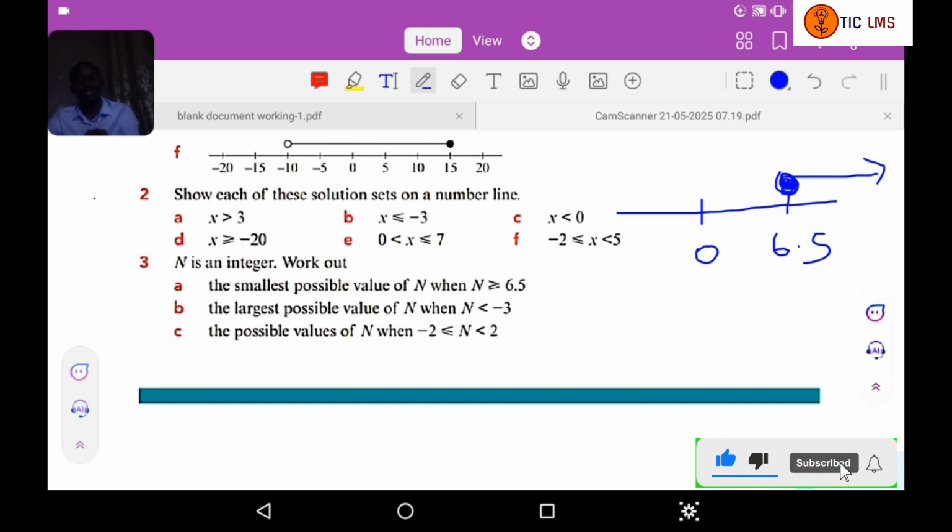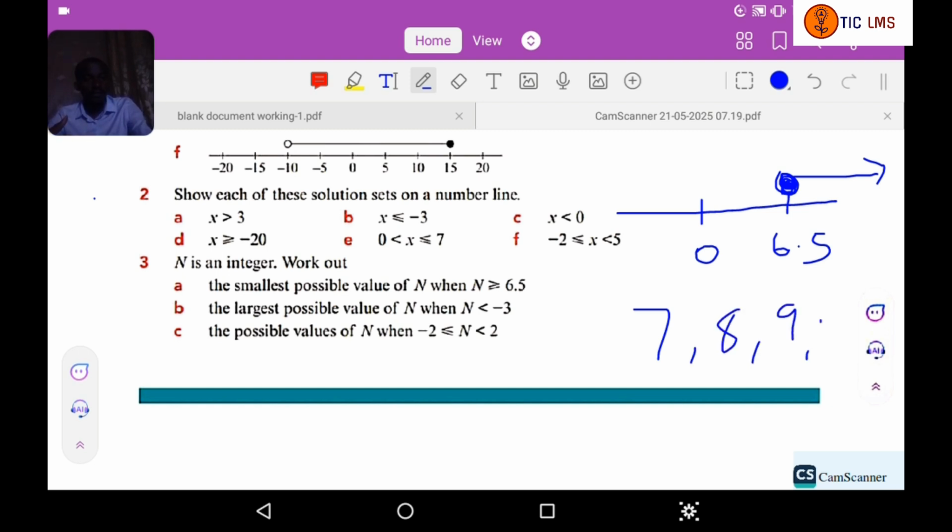So the smallest possible value we are looking at here is going to be 7, because after 6.5 the next integer is 7. Then we have 8, 9, 10. All of these are greater than 7. So the answer in this question is 7.